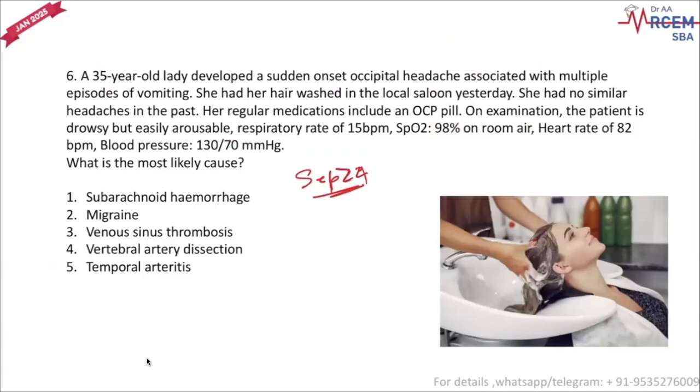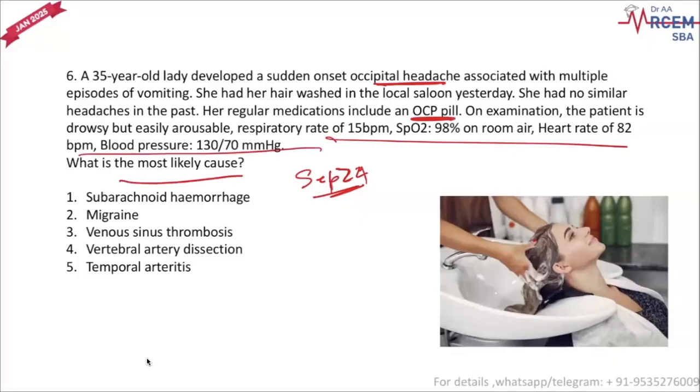A 35 years old lady developed a sudden onset of occipital headache associated with multiple episodes of vomiting. She had her hair washed in a saloon yesterday and she had no similar headaches in the past. Her medications include OCP pills. On examination, the patient is drowsy, easily arousable. The vital parameters are given here. What's the most likely diagnosis?